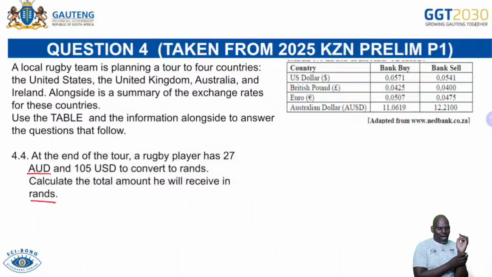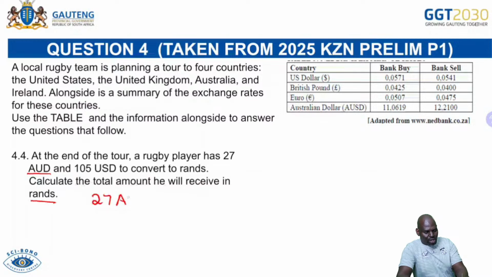Okay. At the end of the tour, a rugby player has 27 Australian dollars and 105 US dollars to convert to rands. Calculate the total amount he will receive. So we have to start with the 27 Australian dollars that we need to convert to rands.